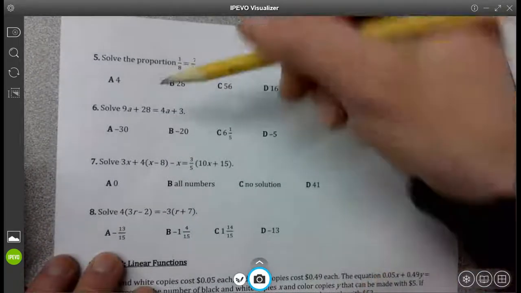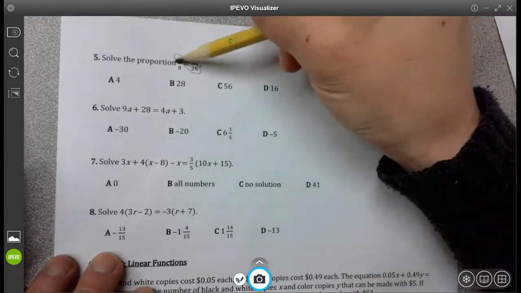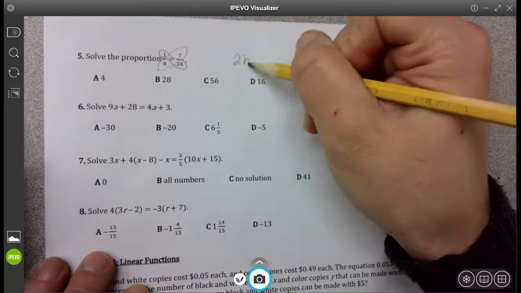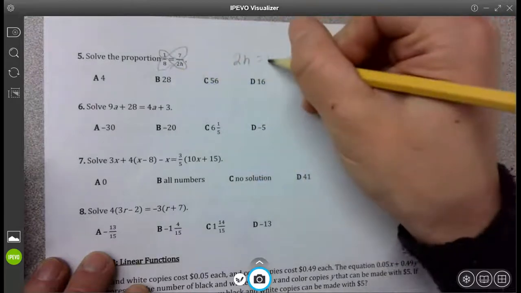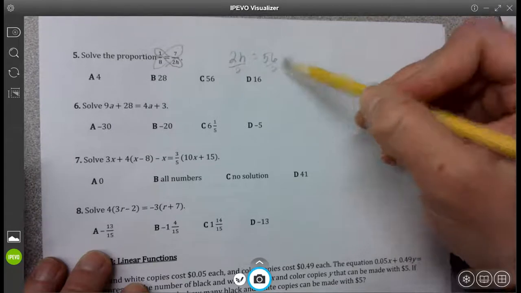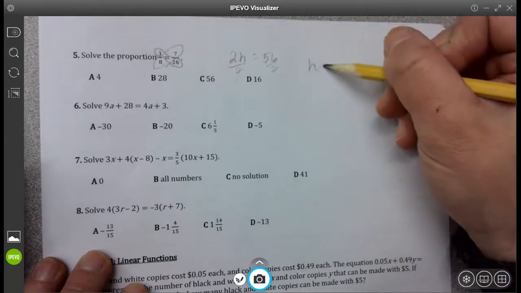It says solve the proportion. A proportion is two ratios that are equal. You can use cross multiplication. So 1 times 2h is 2h, and 7 times 8 is 56. Now you can solve from here, get rid of 2 by dividing, and h is going to equal 28.